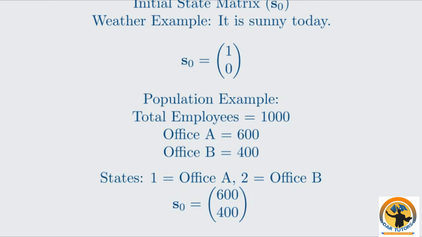To summarize, the state matrix S sub n is a column matrix that captures the distribution of probabilities or population in the system's states at time n. Understanding it is crucial for our next step, predicting the future. We now have the two main ingredients of our model, the transition matrix T and the initial state matrix S sub 0. The most exciting part is using them to predict how the system will evolve.